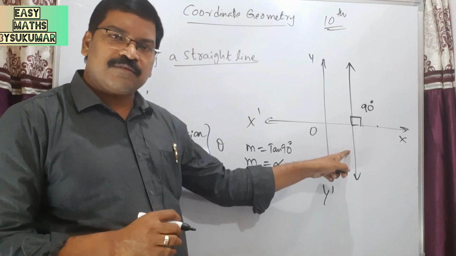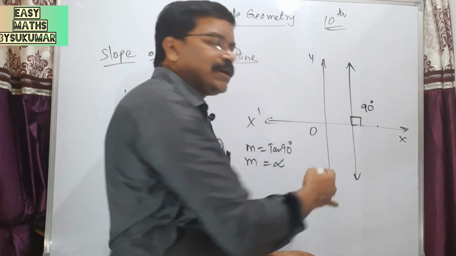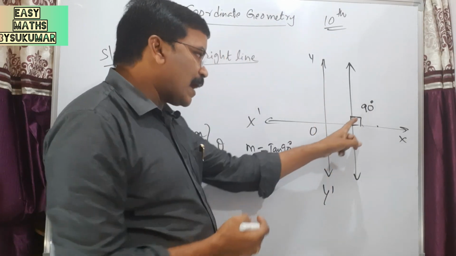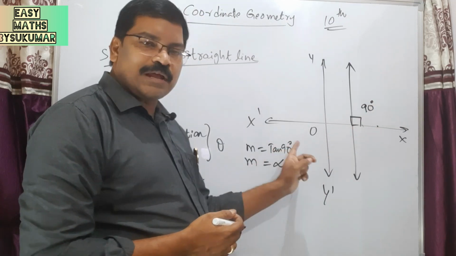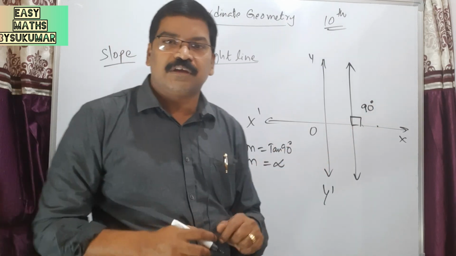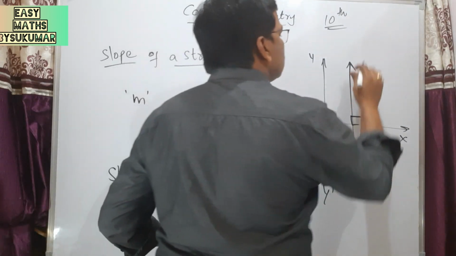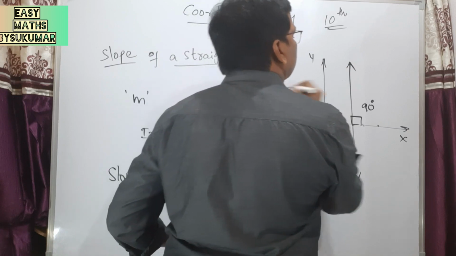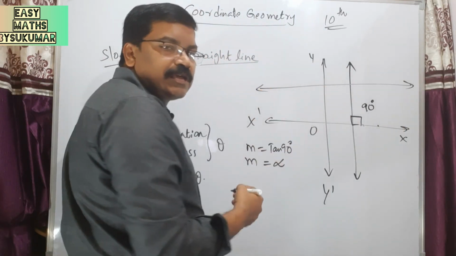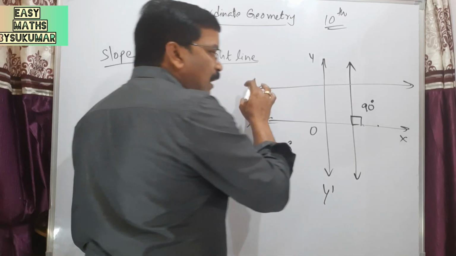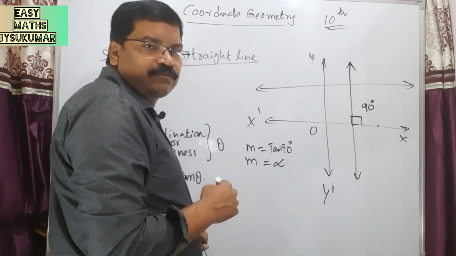This is a straight line which is perpendicular to the x-axis or parallel to the y-axis. Therefore, the inclination is 90 degrees. So the slope is tan 90, that is undefined. We cannot define this. Similarly, take another straight line here which is parallel to the x-axis, and perpendicular to the y-axis, of course.